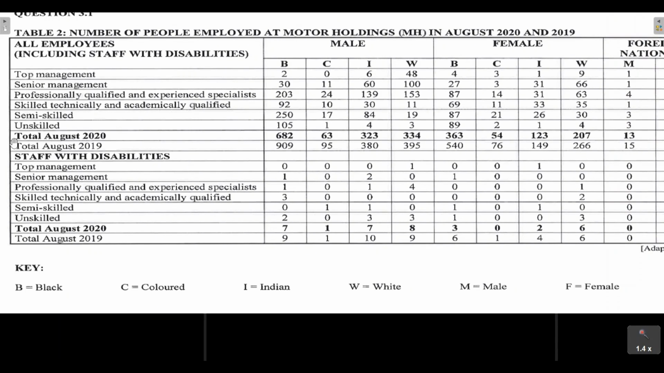Okay, so what is actually happening here? All right, here we're given the total for August 2020 and the total for August 2019. We're given that the total number of black males was 682 in August 2020. The total number of colored males in 2020 was 63. The total number of black males in August 2019 was 909, right?